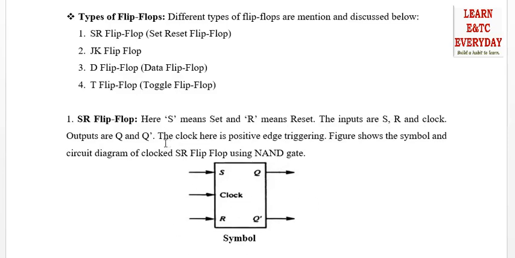Basically, what type of clock are we using? We are using positive edge trigger. To show positive edge triggering, what type of notation do you use over the clock? You mark it with an arrow over the clock.